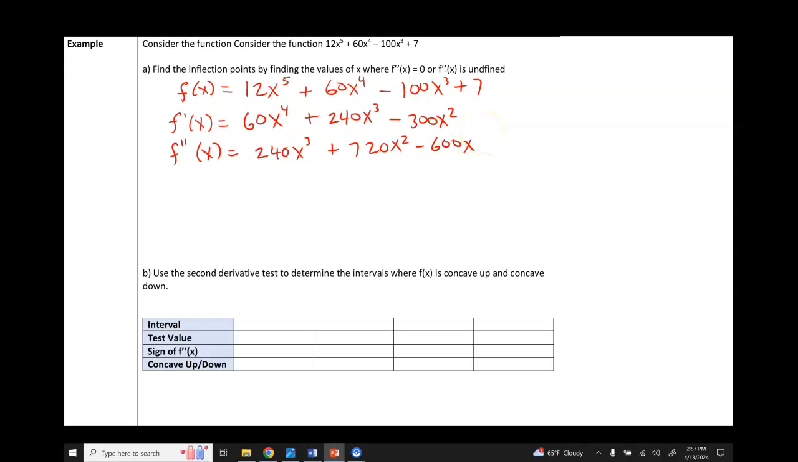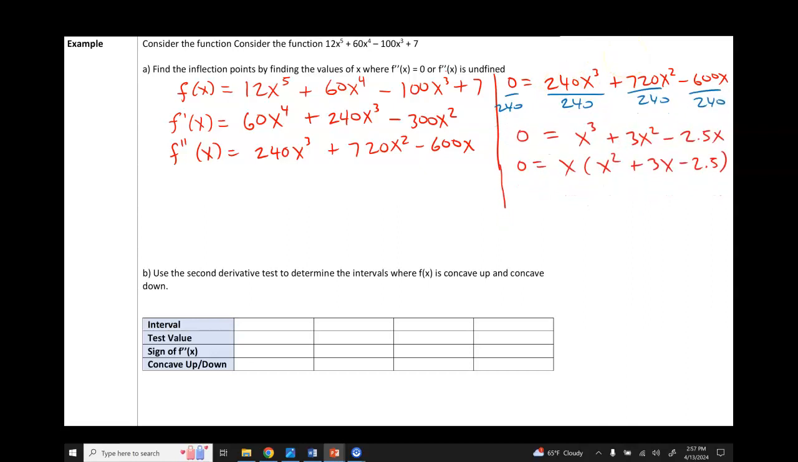Now, the second derivative cannot be undefined. We can only have undefined values when you have a denominator, which in this case we don't. So because it cannot be undefined, we're going to take a look at where the second derivative is equal to 0. So we take our second derivative, set it equal to 0. Remember, anytime they have a common factor, like in this case, a common factor of 240, it's always easier to factor it out.